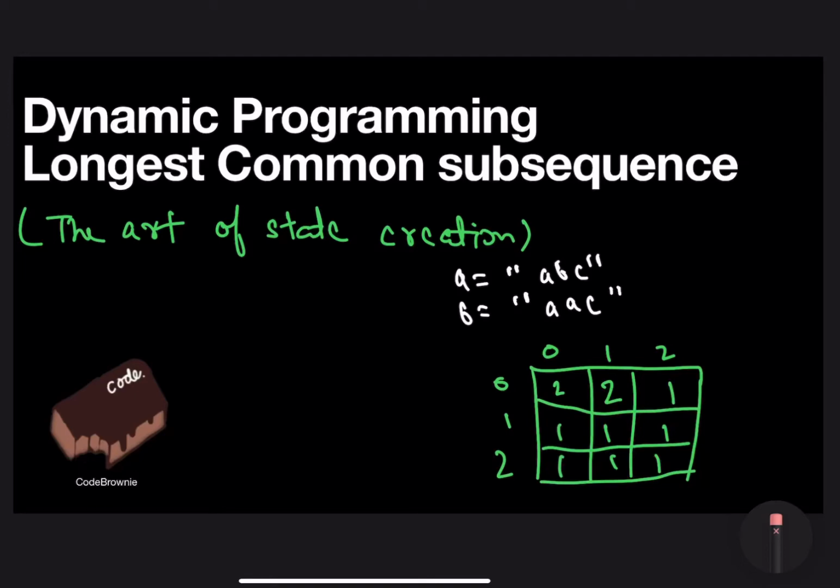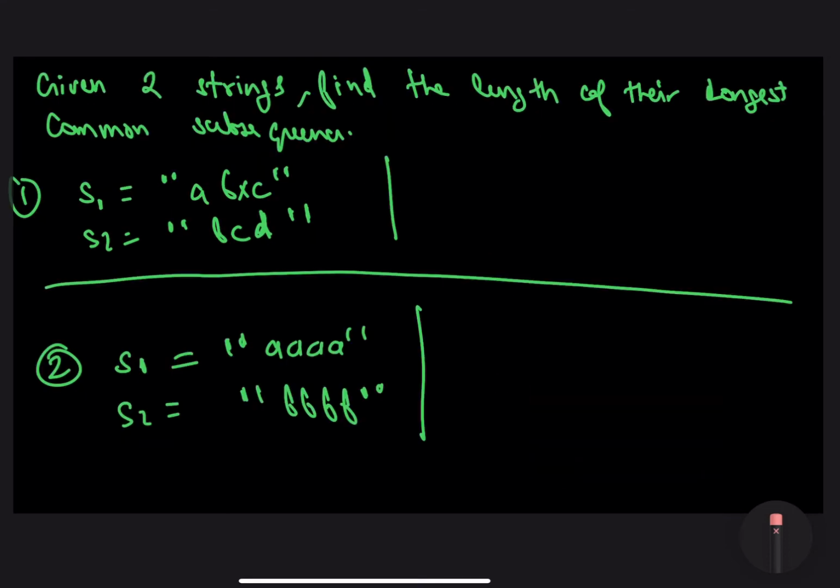Hey guys, so in this video we will have a look at the theory of the longest common subsequence problem. So the problem is something like this. You are given two strings and you have to find the length of the longest common subsequence in the two strings. Alright. So let's say the two strings are S1, S2, that is ABXC and BCD over here. ABXC and BCD.